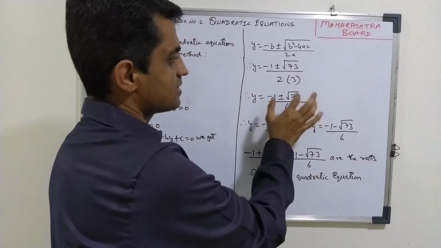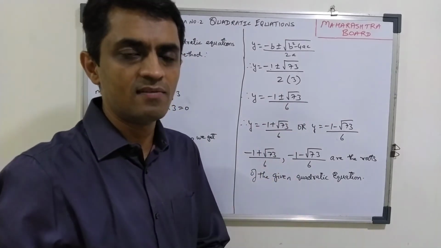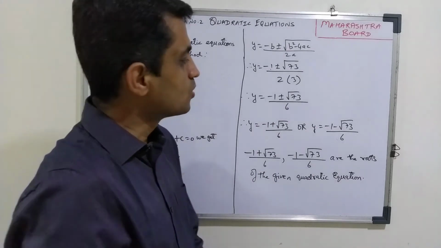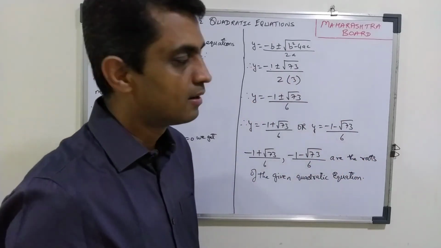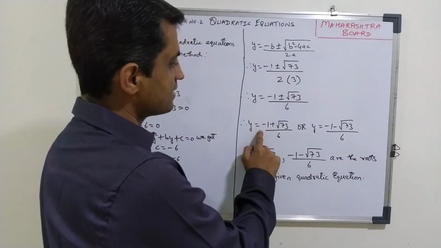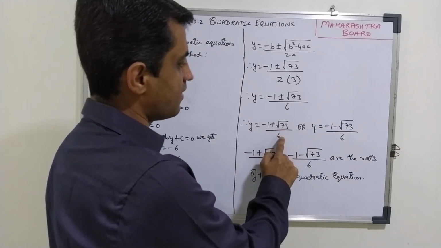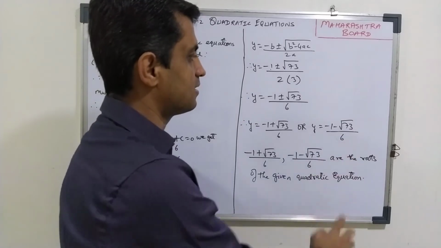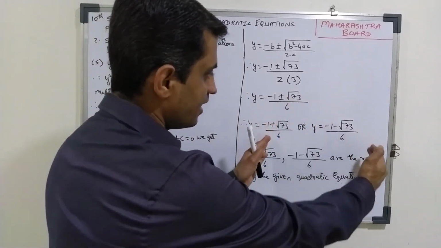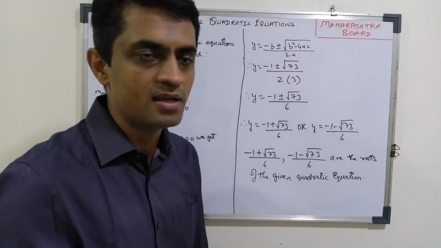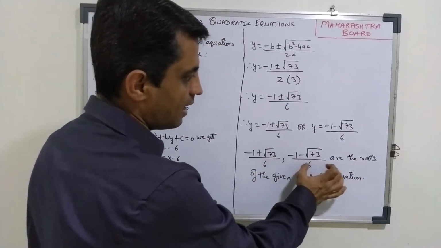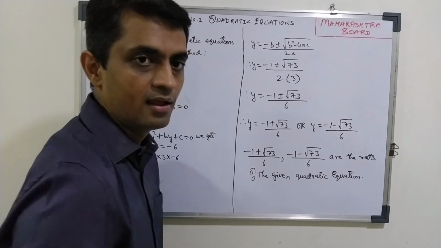After this, now 73 is a prime number itself, so you can't take out prime factors. So keep it as it is. Don't worry. So y is equal to minus 1 plus root 73 upon 6, or y is equal to minus 1 minus root 73 upon 6. So we bifurcated into two answers as usual, what we did in the earlier sums, plus and minus, and then write the final answer: the roots of the given quadratic equation.